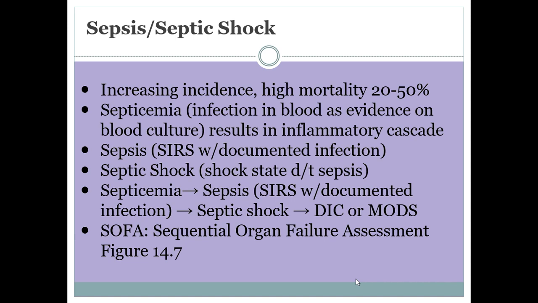So the SOFA score, sequential organ failure assessment, is a mortality prediction score. It's based on the degree of dysfunction of 6 organ systems, usually used in the ICU. It's calculated on admission, and then they do this every 24 hours. They'll recalculate until discharge using the worst parameters measured during the prior 24 hours.